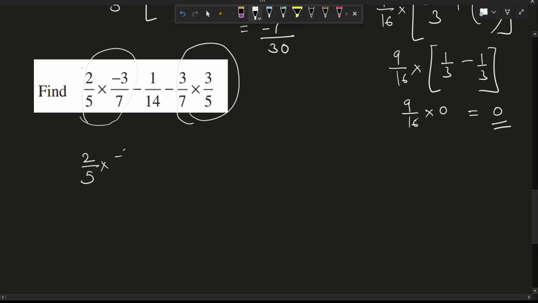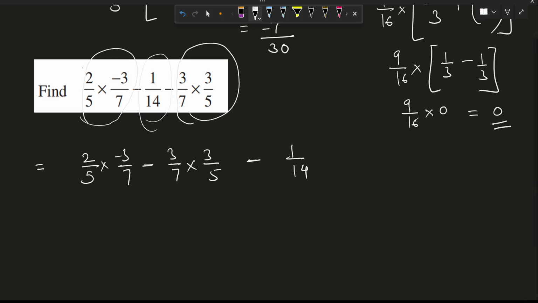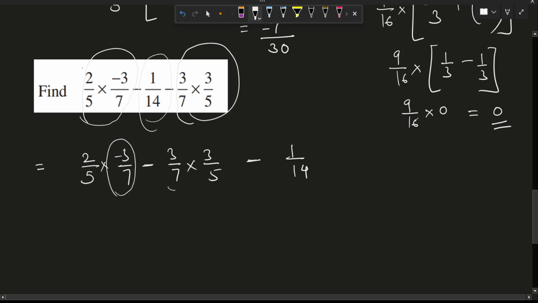2 by 5 into minus 3 by 7 minus 3 by 7 into 3 by 5. I just changed the order, and then minus 1 by 14 I'm writing at the end, because this is not with any multiplication thing. Now here, do you see that this 3 by 7 is being distributed to these two numbers? But one thing also you observe that there is a negative sign here, there is no negative sign here. So what we will do, take only 3 by 7 common. Inside, if I have taken this 3 by 7 common, this negative sign is left over here. So I'll keep this negative sign with 2 by 5. Clear?